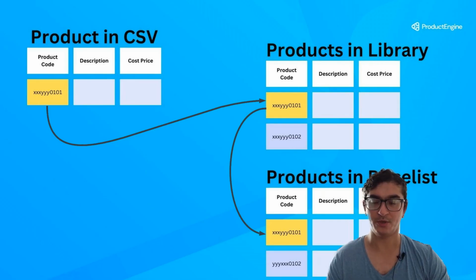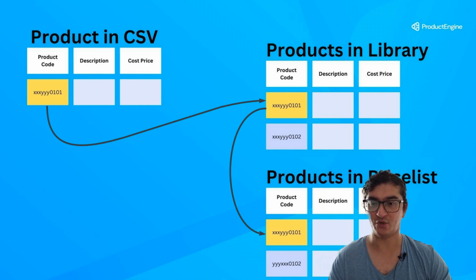ProductEngine uses product codes to match rows or products when you input your product and pricing information. It is important that this value is unique for every unique iteration of your product. This way, when you import data from a new CSV, as long as the product codes are accurate, ProductEngine will map the right columns to the right rows.